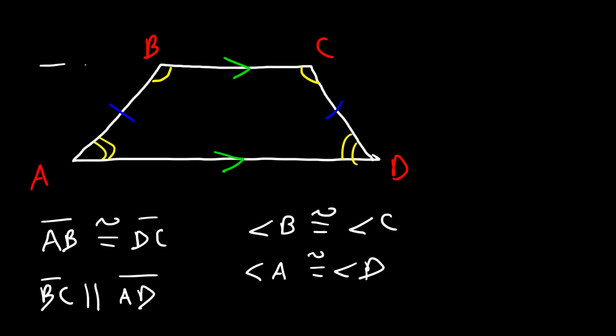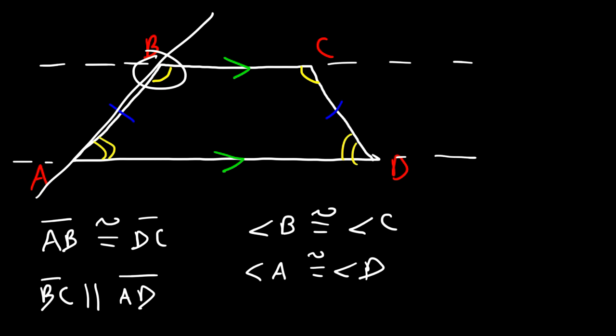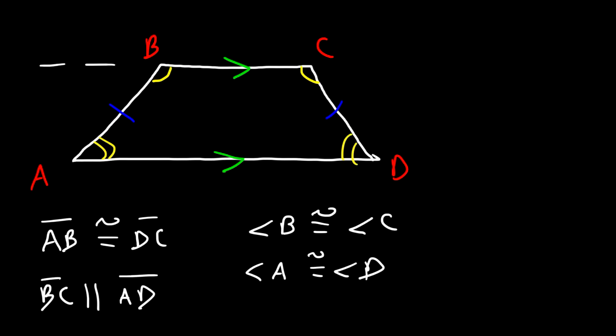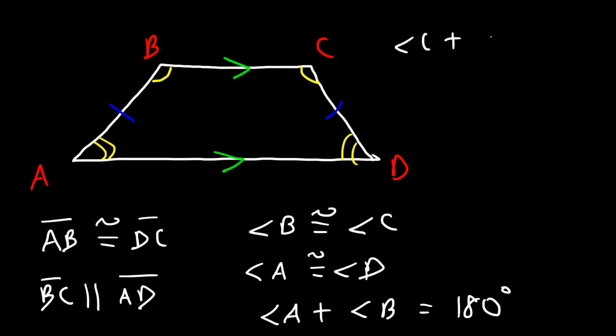Now, because these lines are parallel, BC is parallel to AD, you could view AB as a transversal. And so as a result, these two angles are same side interior angles, or consecutive interior angles. And those angles are supplementary. So we could say that angle A plus angle B, the sum of the measures of these angles, add up to 180. Now the same is true for C and D. C plus D will also add up to 180.